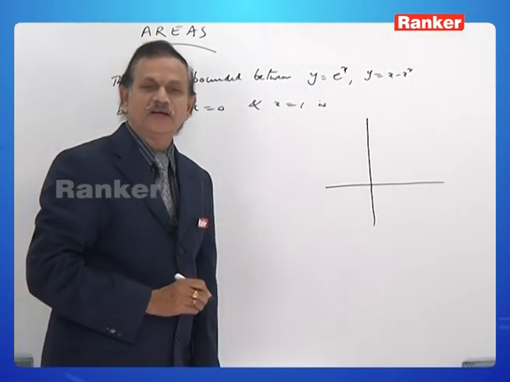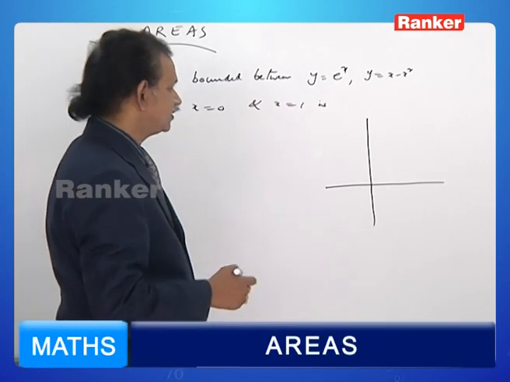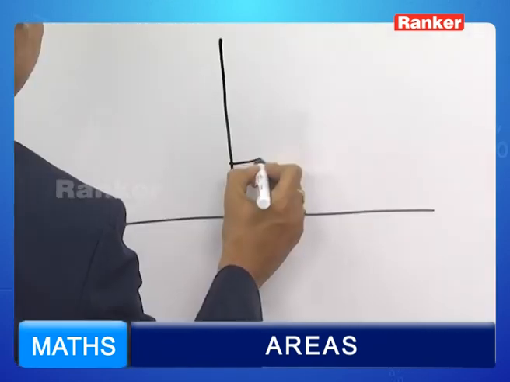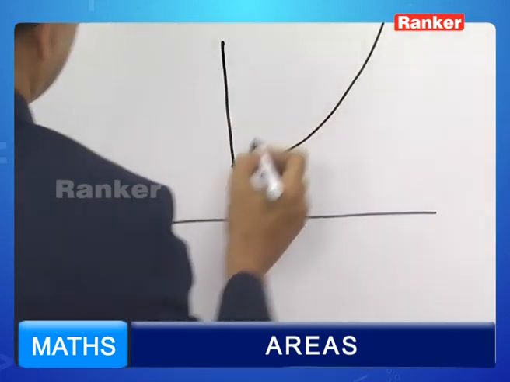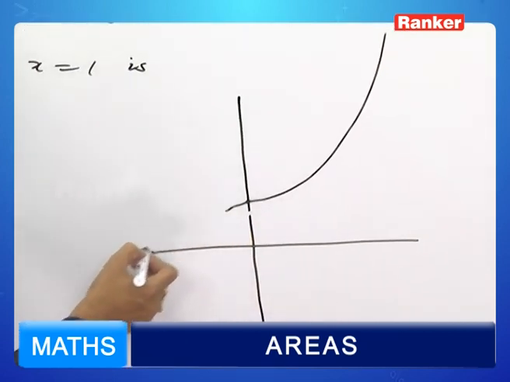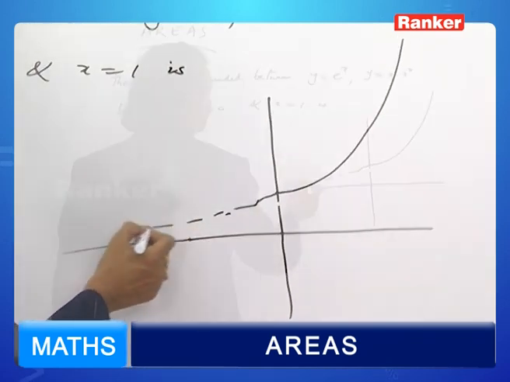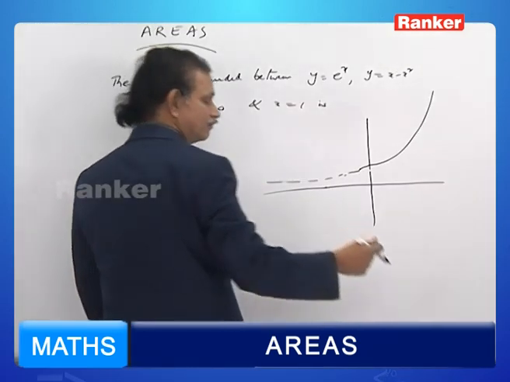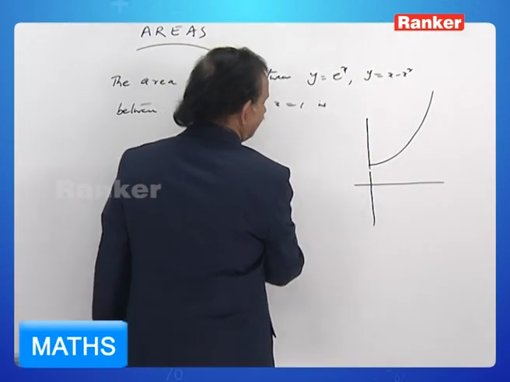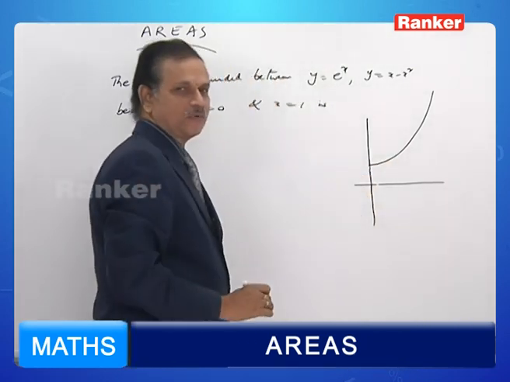First of all, y is equal to e power x. It meets the y-axis where, if you put x equal to 0, y is equal to 1. Then the curve will be like this. And if you decrease x continuously, of course, it never meets the x-axis, except at infinity. But we don't want such things now. For the present, we need to have the curve till this point only.